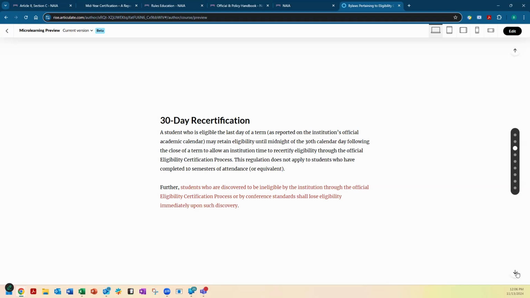So the 30-day recertification is going to be contingent on the last day of the academic calendar, specific to the school's calendar, not necessarily the day when grades are due. It's going to be the last day of the calendar or the last day of the exam period or the exam week. So the 30 days to wait until we recertify. We'll cover some nuances here in a second.